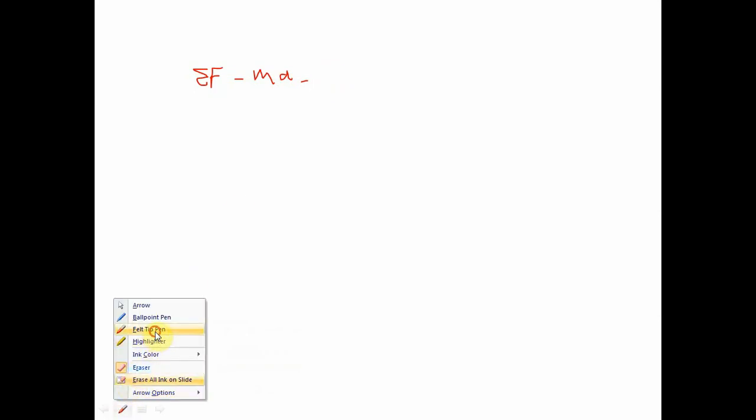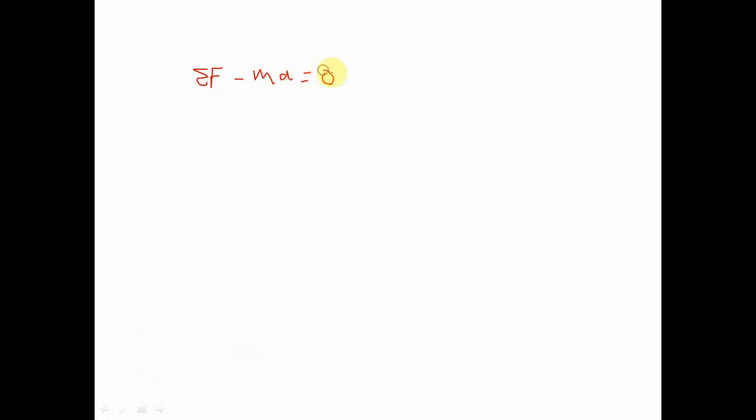So as we know, D'Alembert principle: summation F minus ma is equal to 0. This D'Alembert principle we have to use to find either acceleration or tension.